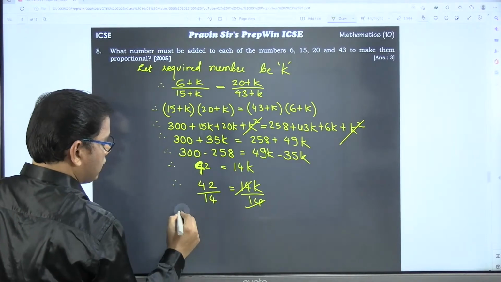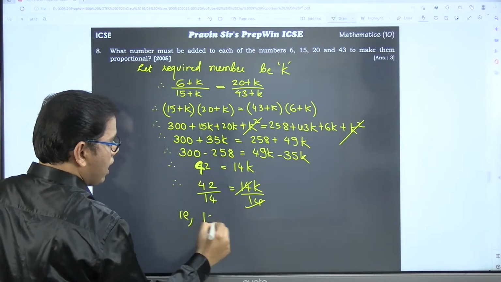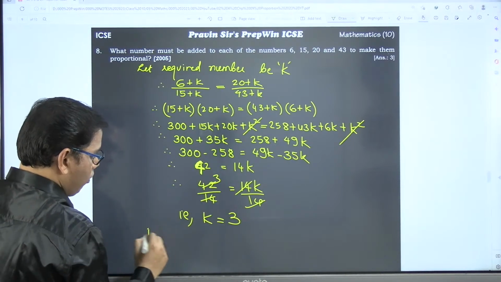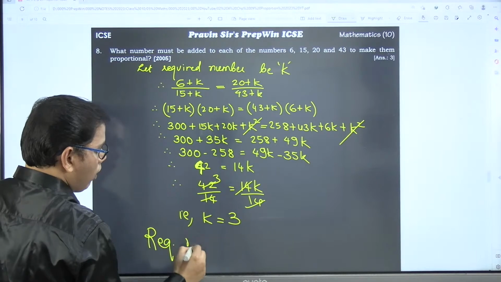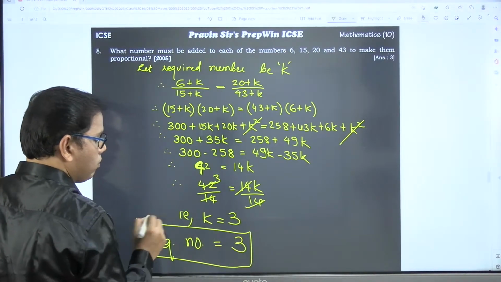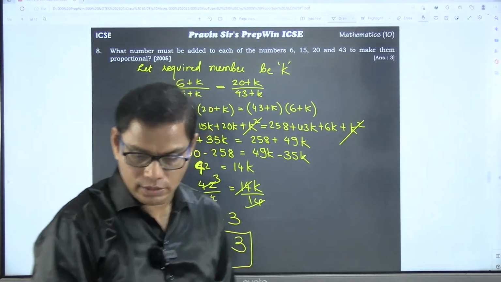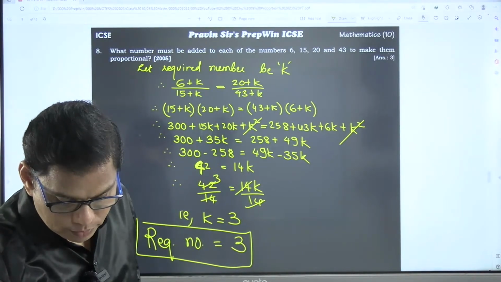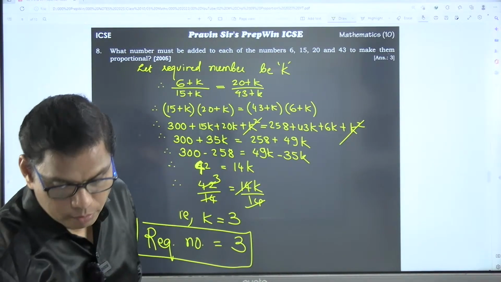I am changing this side. So I'll write that k is equal to 42 by 14. K is equal to 3. My required number is equal to 3. This is my answer. So very easy. Yes, okay, required number is 3.